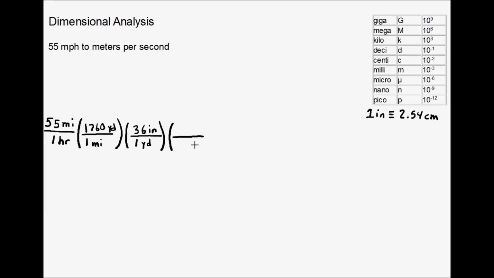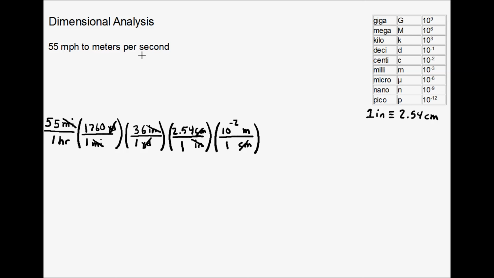Now that I have inches, I can go from inches to centimeters. So 1 inch is 2.54 centimeters. And now, because I need to go to meters, I can convert one final time from centimeters into meters. And I know 1 centimeter is 10 to the minus 2 meters. Following through all my units, the miles have canceled, the yards have canceled, the inches have canceled, and the centimeters have canceled. And right now, I have meters on top and hours on the bottom.